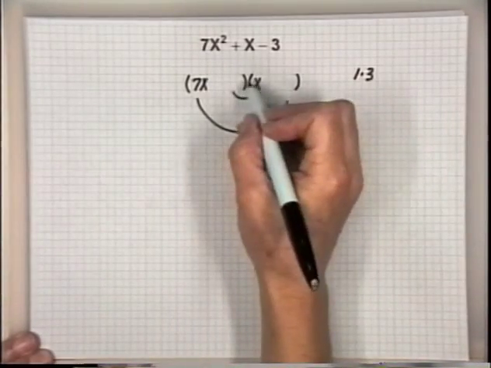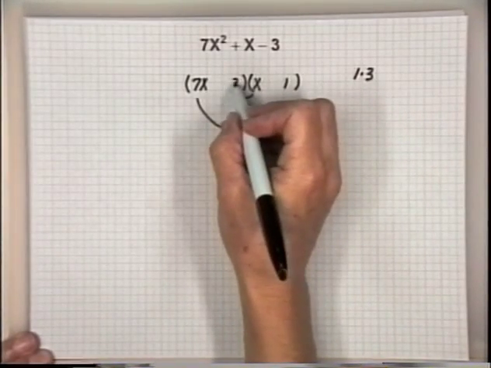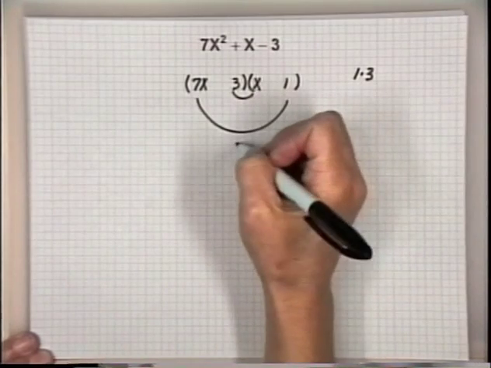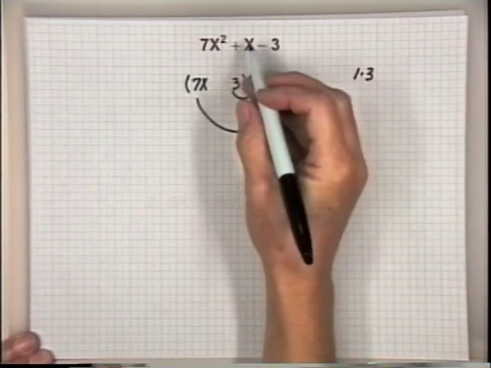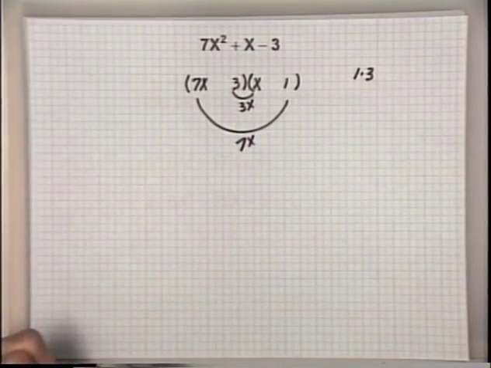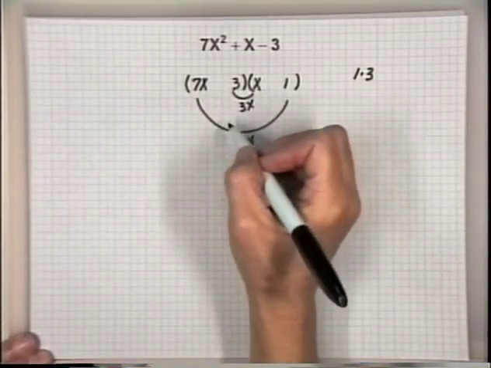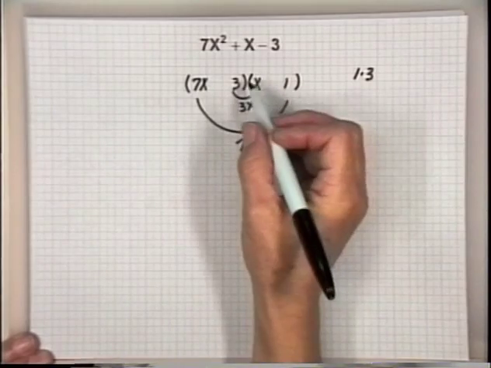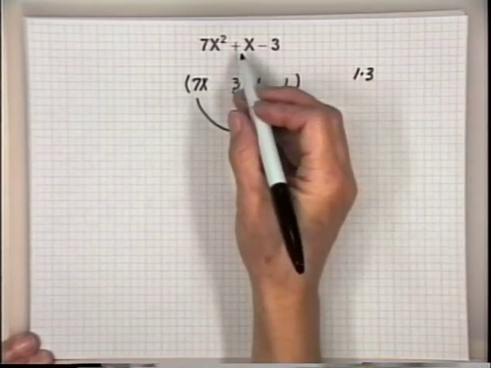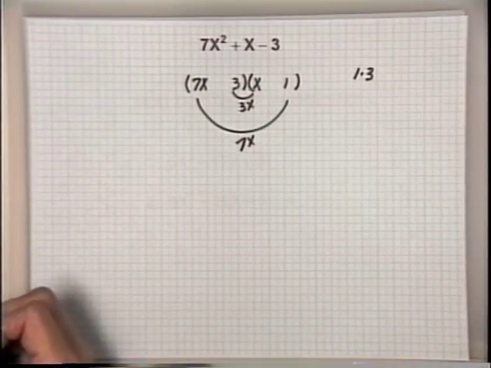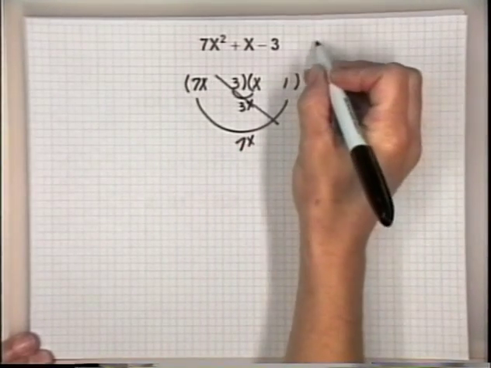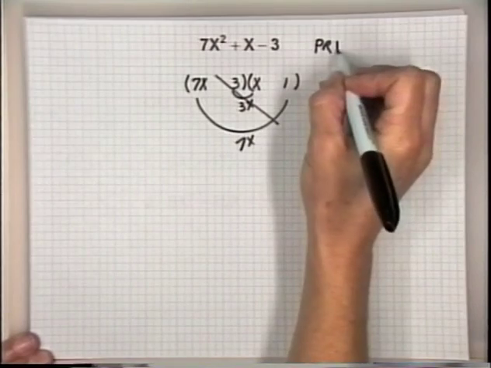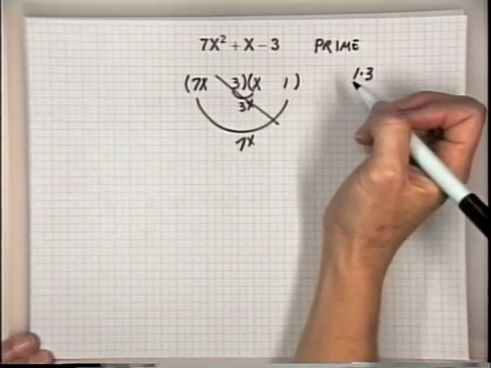If I reverse that and put the 1 here and the 3 here, I have a 7x and a 3x. The difference here also is not 1. Since these were the only choices, and it's impossible for me to get this middle term of positive 1x, this particular problem will not factor. When a problem will not factor, we say that it is prime.